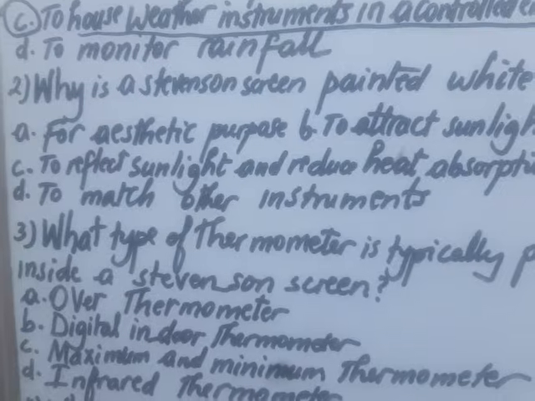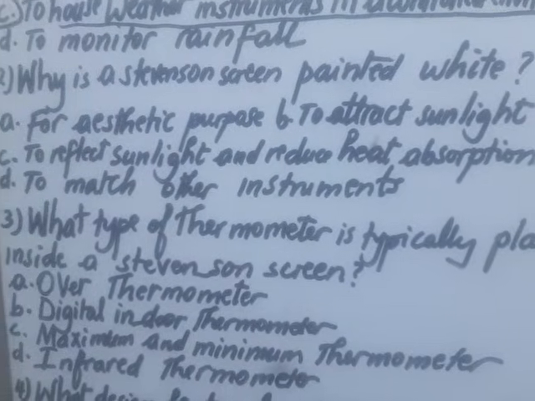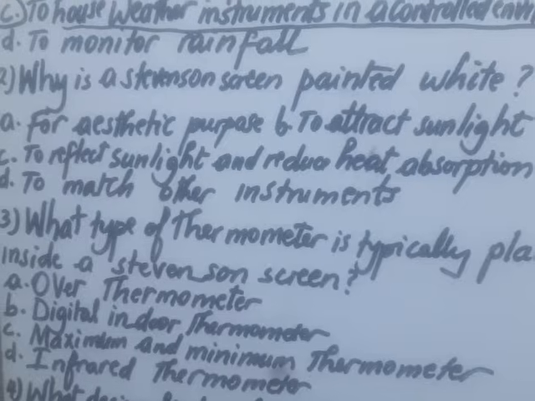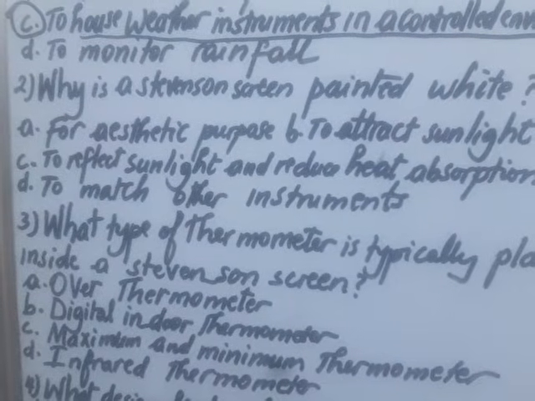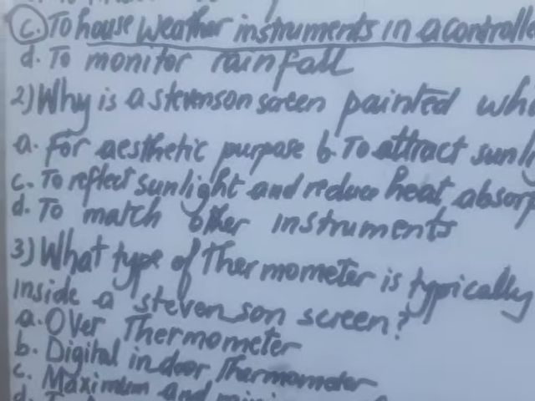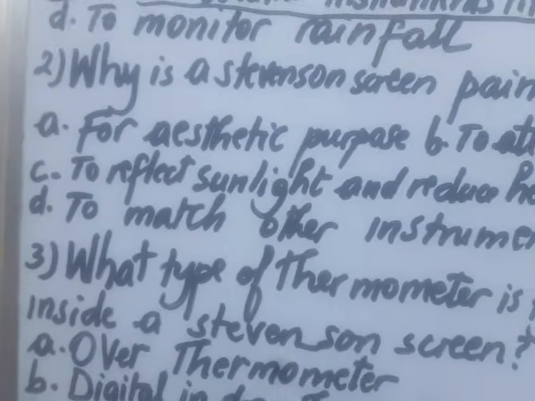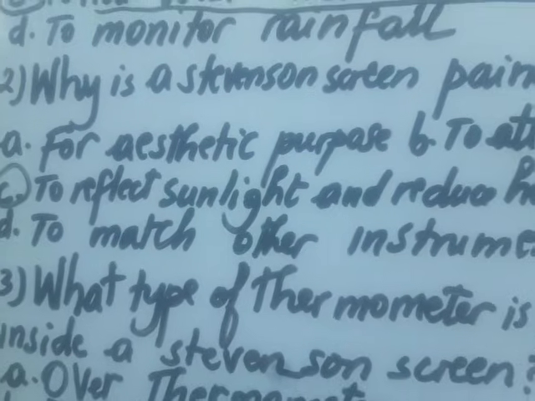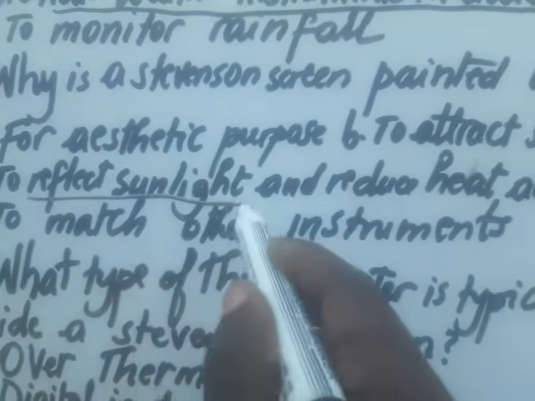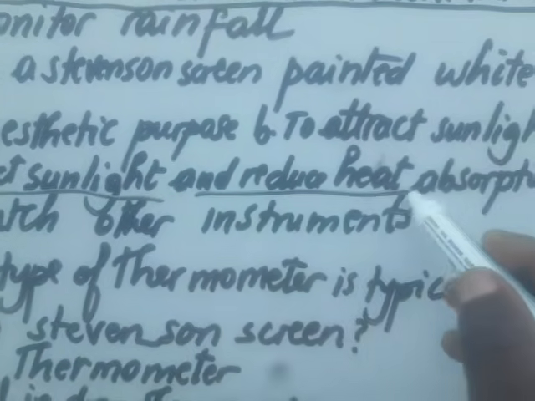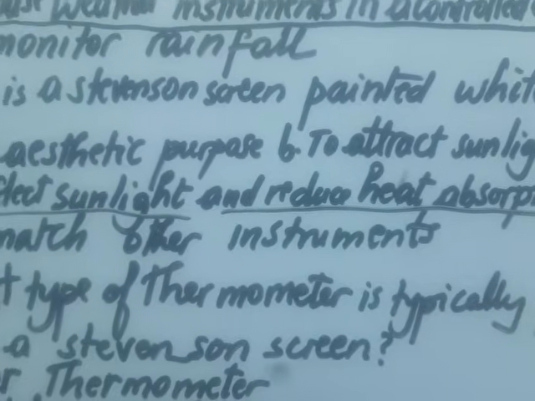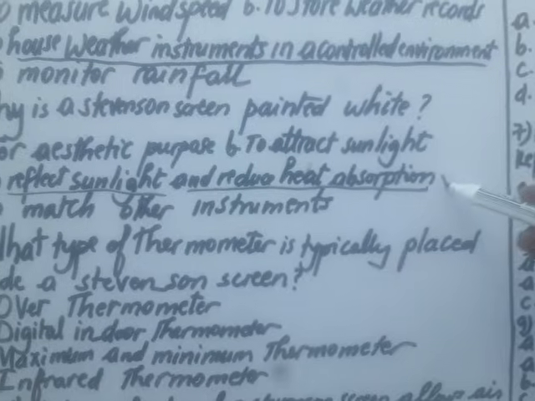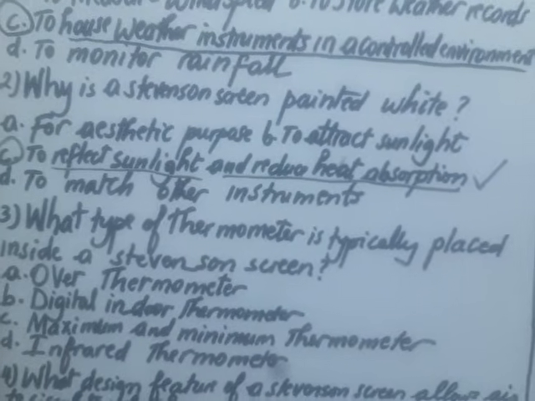A, for aesthetic purposes. B, to attract sunlight. C, to reflect sunlight and reduce heat absorption. D, to match other instruments. The correct answer is C, to reflect sunlight and reduce heat absorption. So this is the correct answer for this question number 2.